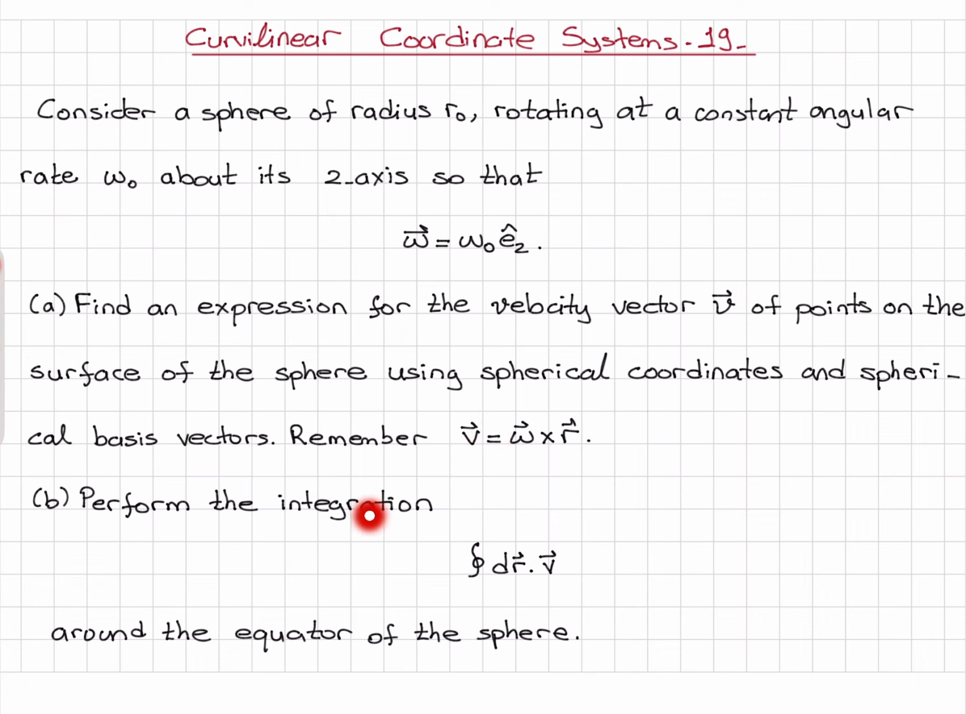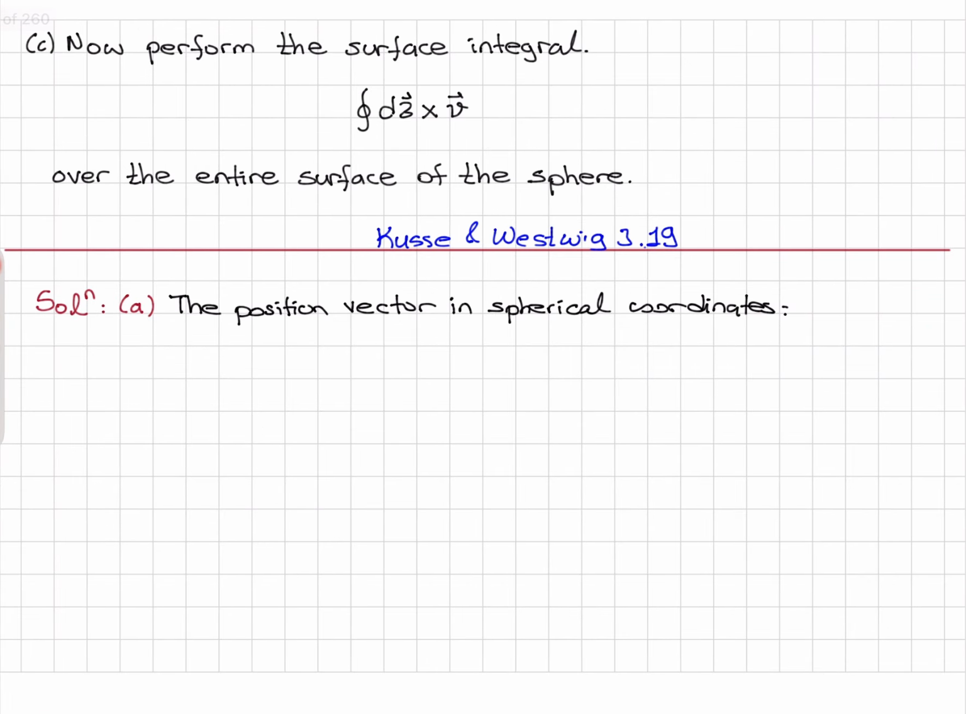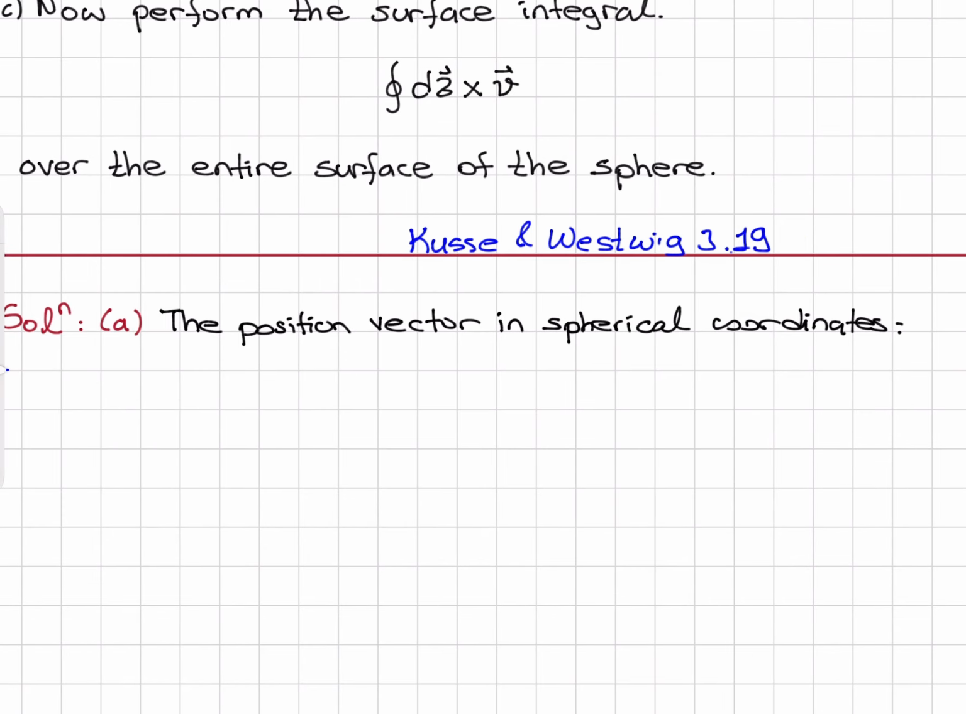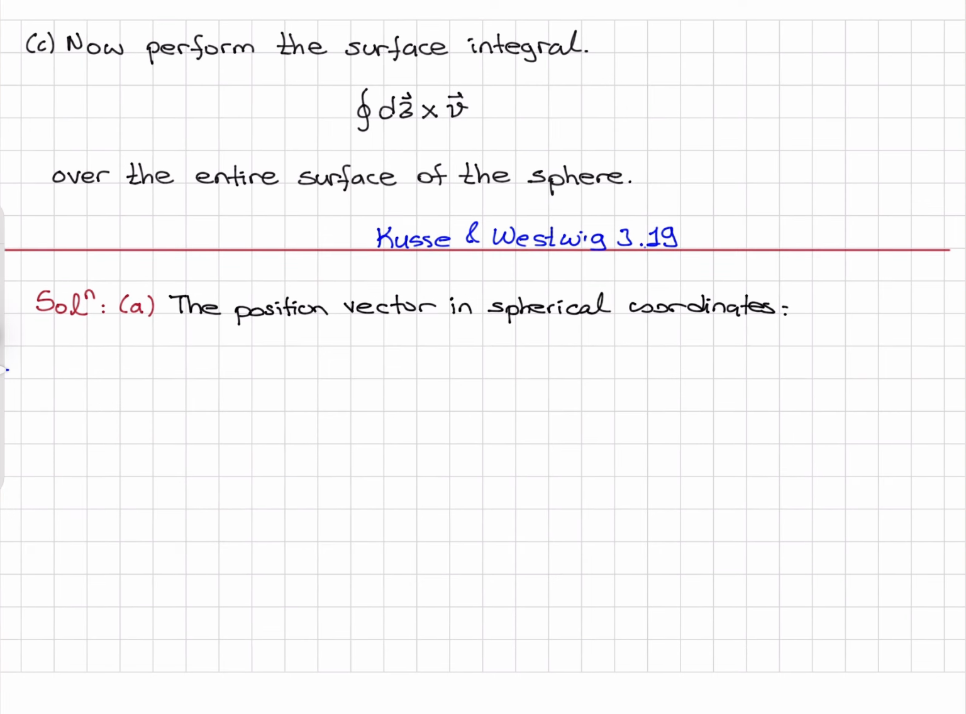Part B, perform the closed surface integral of dr dot v around the equator of the sphere. So this is a closed contour integral. Okay, so we're going to work on these two parts for this session. First of all, we have to remember the position vector in spherical coordinates.